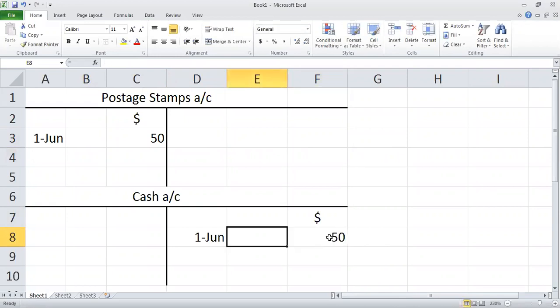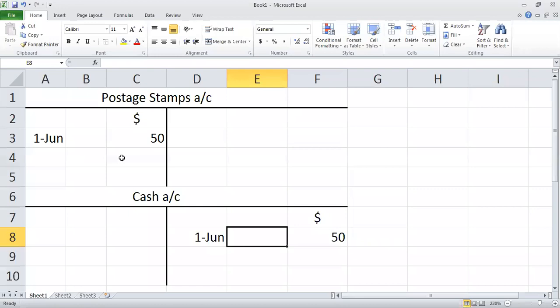Now, assets, expenses have a debit balance, and capital, revenue, profit, liabilities have a credit balance. Not increasing them, no? Credit balance.